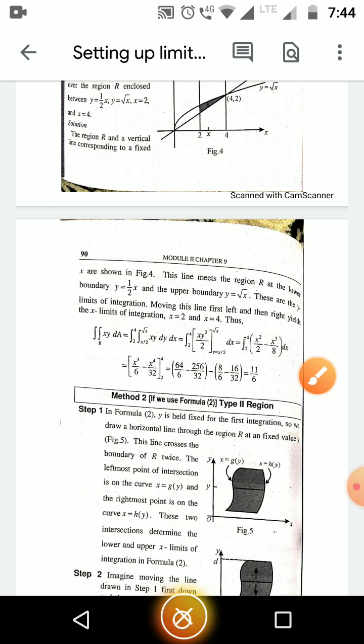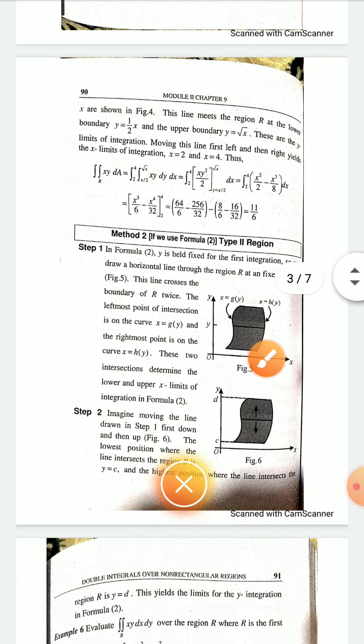Okay, go through the integration. If you have any doubts, you can ask. Okay, consider method 2. If you use formula 2, then first look at step 1. Y is held fixed for the integration. Since y is kept fixed, we draw a horizontal line. For a horizontal line in R2, y is fixed.